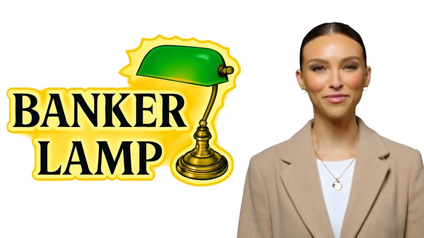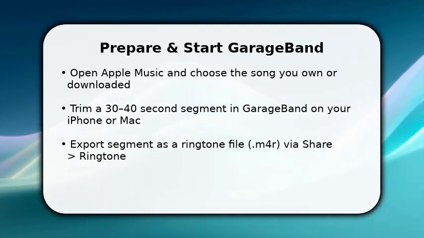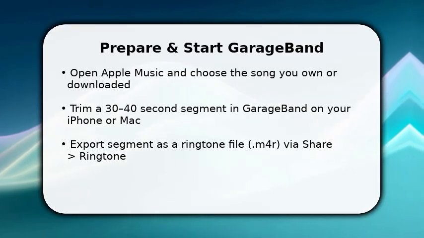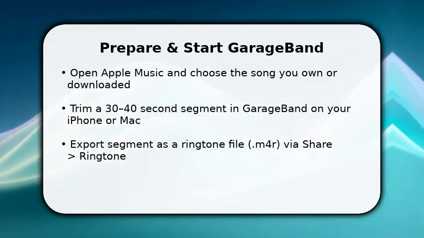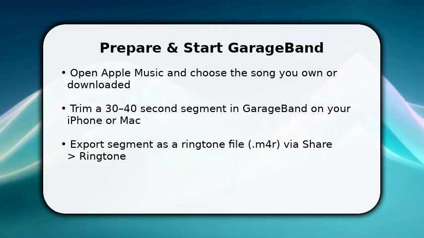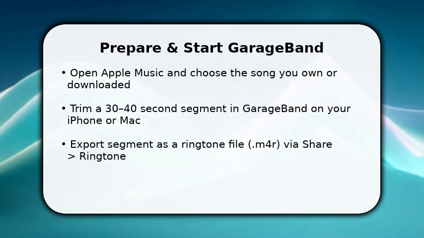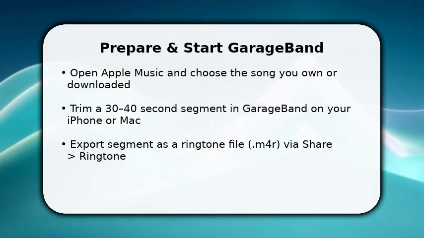Please enjoy the video. You'll start by confirming the track is in your library and downloaded. Songs with DRM can't be used. Open GarageBand and import the song clip, then trim to 30-40 seconds because iPhone ringtones work best under 40s. Once done, tap the Share button and select Ringtone, name it clearly. This creates a M4R-like ringtone package.